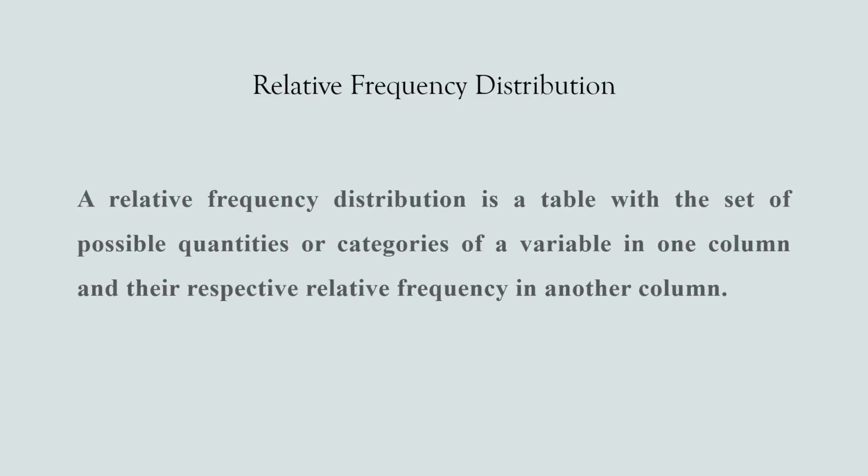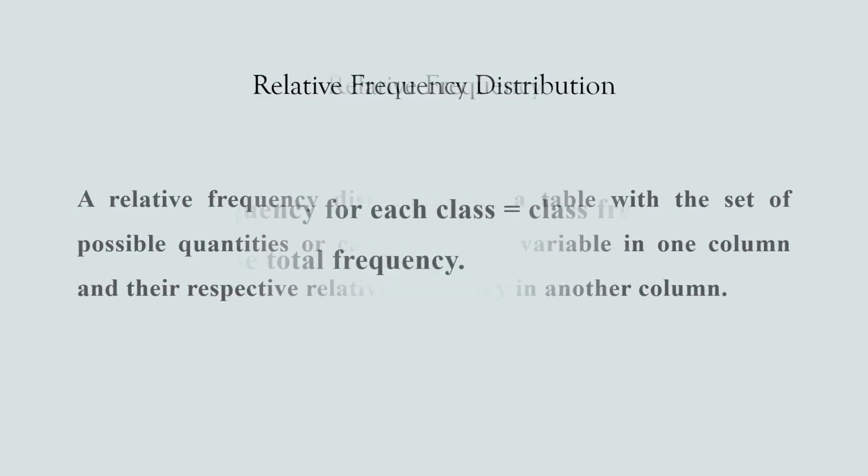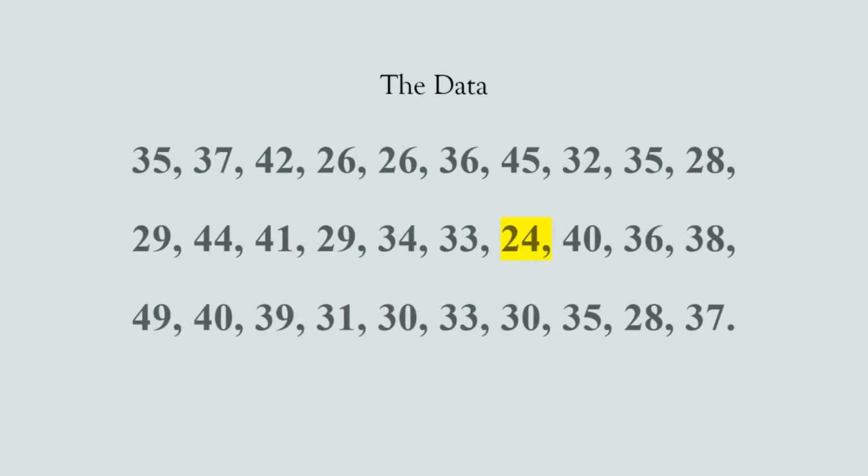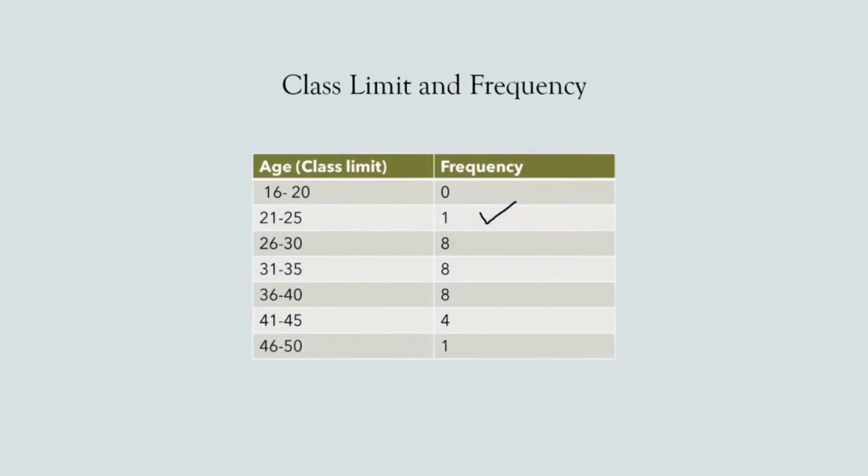in one column, and their respective relative frequency in another column. Relative frequency for each class equals class frequency divided by the total frequency. Let us consider an example. We once again look at the data set from our previous example. If you haven't watched our previous video, this data set shows the ages of 30 billionaires from Kenya.